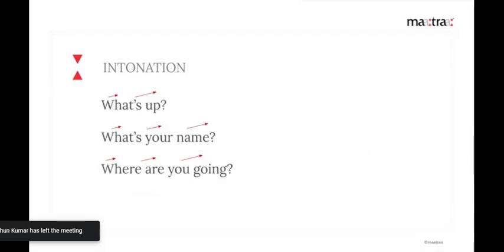When we ask a question, the tone must go up. What's up? What's your name? Where are you going? Intonation is an important part of speaking well, and we do it in all languages and we don't even realize it, which is how it should be. We must be aware of it so that our language and reading get even better.